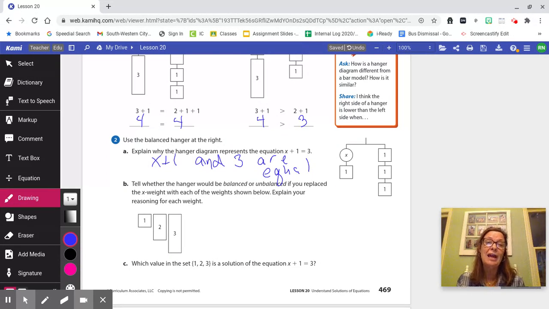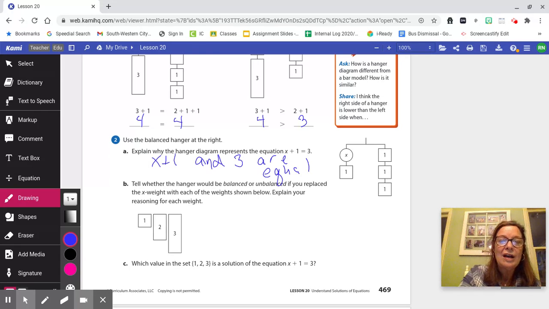Tell whether the hanger would be balanced or unbalanced if you replace the x weight with each of the weights shown below. Explain your reasoning for each weight. So go ahead and write your answers to this and then turn it back on.